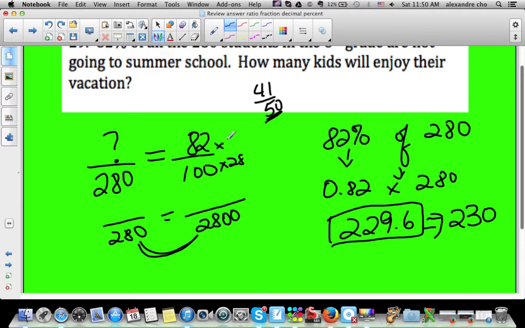And that's going to give me, times 28, 2,296. Okay. So what's the relationship from 2,800 to 280? Divide by 10. I'm going to do the same thing on the top, divide by 10. And if I divide by 10, I get 229.6, which is the same answer that we got on this side. Better off doing it on the right side by changing to decimal.